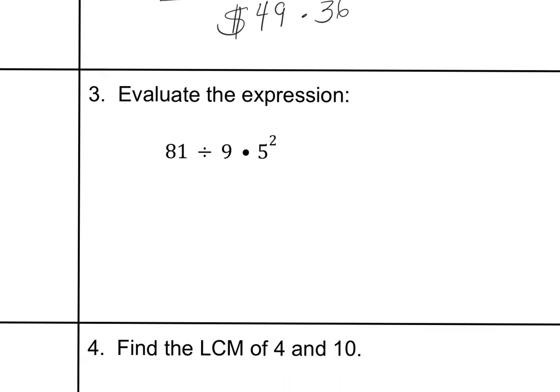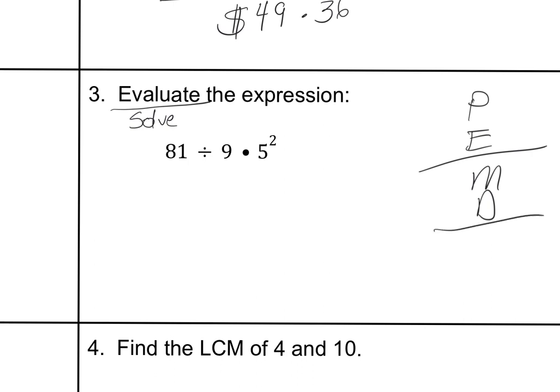Next problem. Evaluate this expression. Remember, the word evaluate means to solve. We know that we follow the order of operations in problems like this: parentheses, exponents, multiplication, division, addition, subtraction last. So look through the problem. I see parentheses and exponents right here. So I'm going to work that problem. That means 5 times 5, which is 25, and rewrite the rest of the problem.